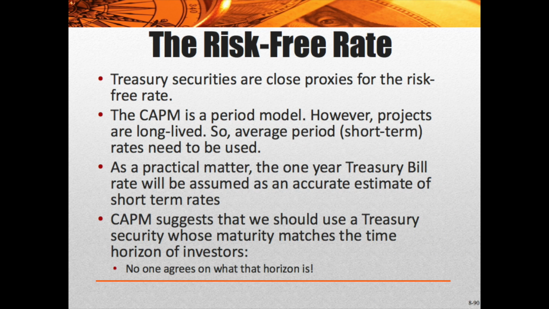Now, there's a couple caveats here. The first one is what we're going to use for the risk-free rate. Treasury securities are what we use for our proxy for the risk-free rate, and CAPM is a single period model. So some projects are long-lived, and average period or short-term rates need to be used. As a practical matter, the one-year Treasury bill rate will be assumed as an accurate estimate of short-term rates. CAPM suggests that we should use a Treasury security whose maturity matches the time horizons of investors. But no one knows what that actually is, and it's up to opinion.